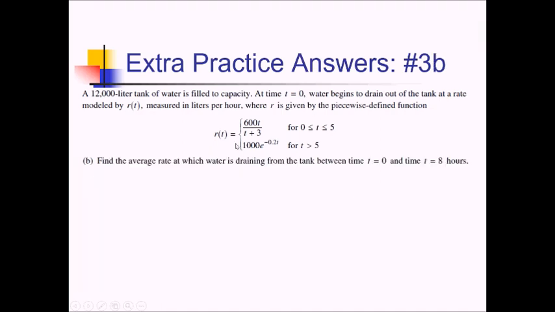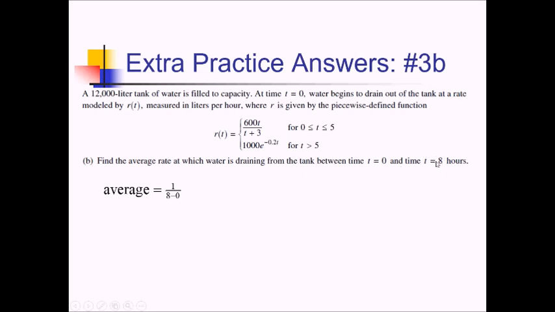For this problem, we want to know the average rate at which water is draining from our tank between times 0 and 8. So since R is the draining rate function, we basically are trying to find the average value of the R function over the interval 0 to 8. In order to do this, I need to do 1 over the interval length. So that's going to be 1 over 8 minus 0 times the integral of R from 0 to 8.